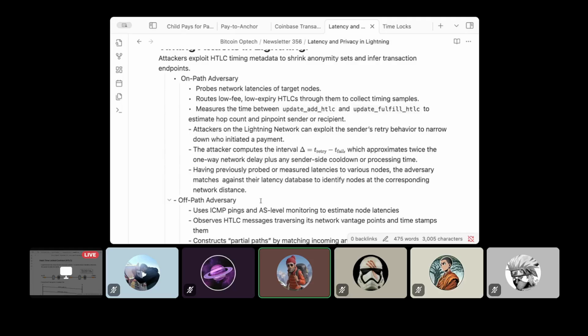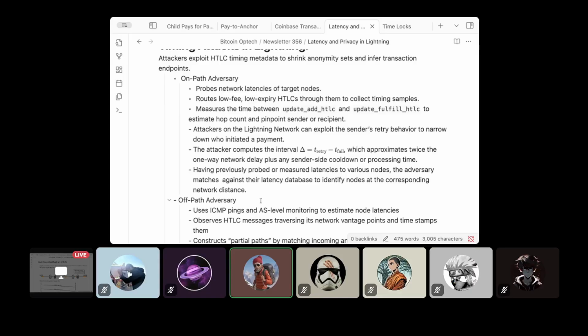There are two conditions. One in which the adversary sits inside the path, like between Alice and Bob, or the adversary can also be off path. He doesn't have to be an active router of the Lightning channel, or a participant in the routing. He can just observe the network and also perform this attack.